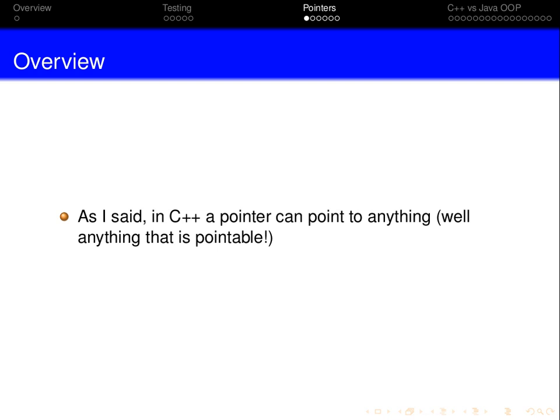A C++ pointer can point to anything, well, anything that's pointable. Anything that resides in memory, a pointer can point to. So, can it point to code? Yes, because your code is inside of memory. Can it point to the operating system? Yes. If the OS is loaded into RAM, you can point to it. Now, are you allowed to manipulate the operating system? That may cause a seg fault, but you can point to it all you want.